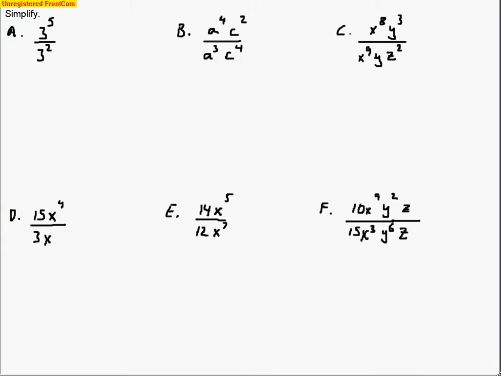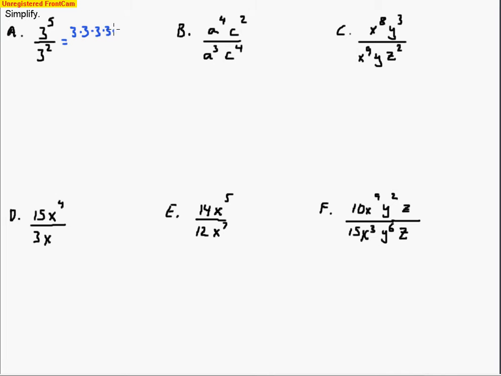Today we are going to use the division properties of exponents to simplify expressions. So let's take a look at what that property is in this first problem. Here we've got 3 to the 5th on top of a fraction. And so what we'll do to figure out the property is write this in an expanded form.